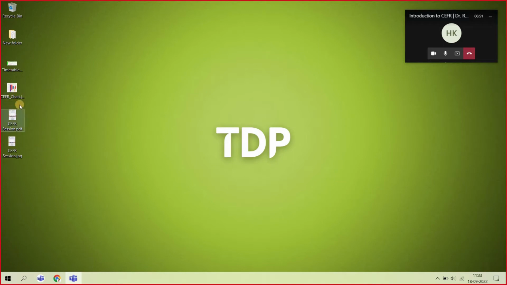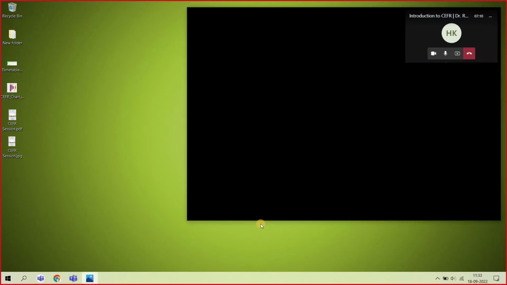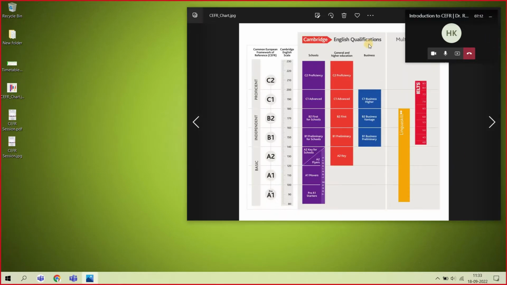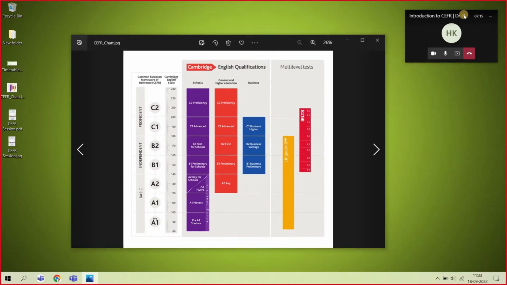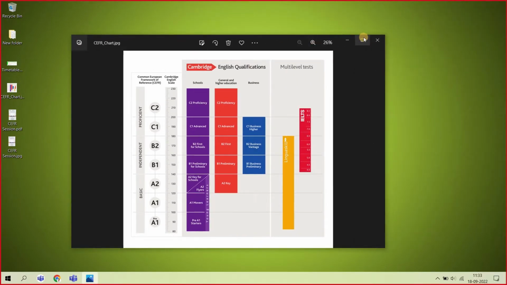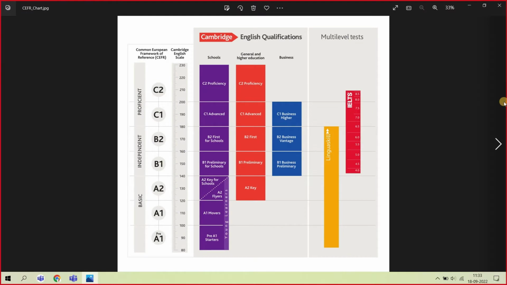Today I'm going to show you a chart which will give you an idea about what the language standards are currently and how we should get into it. It's not going to take much time, but it is quite important. So I hope you're able to see this chart.